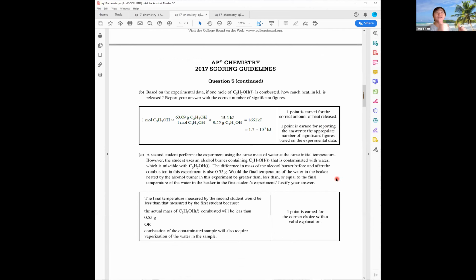So now you get it? Because it's not a pure 0.55 gram, the actual mass of the alcohol is less than 0.55 gram, okay? All right.